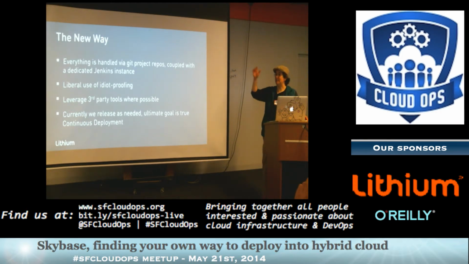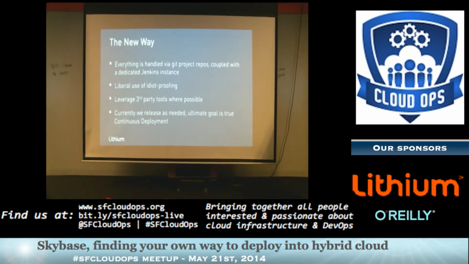The new way, okay. Talk about the high-level goals. Here are some specifics of what we're trying to achieve, again, from a development perspective. No more Subversion. Everything is handled via Git project repos, coupled with a dedicated Jenkins instance. So again, we went from big Java monolithic apps and Subversion. Now we're going to be a platform of services, an SOA model, if you're familiar with that. And so we have to change our development environment to fit this new model of deploying.